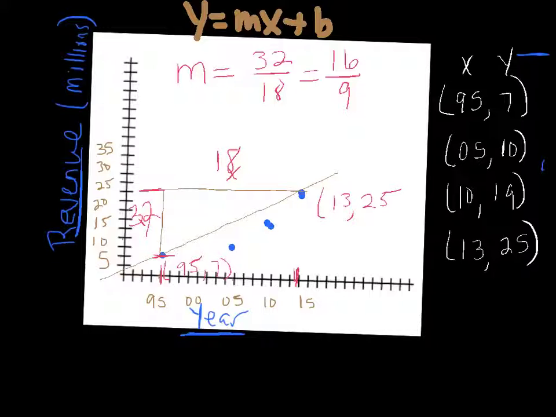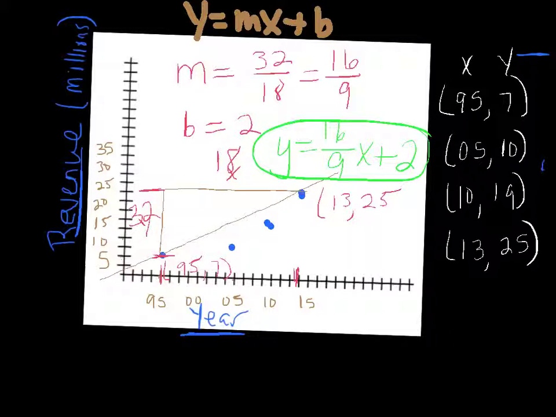Okay. Now my y-intercept, now this here is 5, so I'm going to guess my y-intercept is about a 2. Okay. So my slope is 16 over 9, and my y-intercept is 2. So now we're going to write our equation, which is going to be y equals mx plus b, which is 2. So there's my slope.